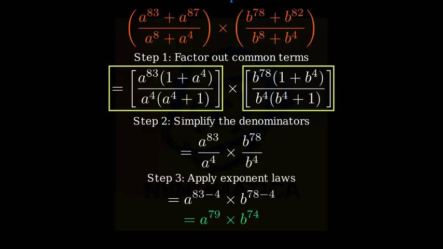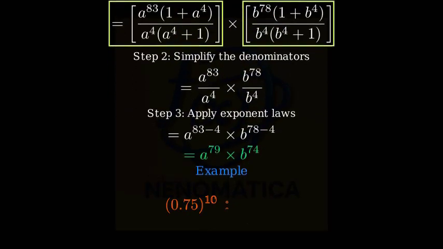So a to the 83 divided by a to the 4th equals a to the power of 83 minus 4, which is a to the power of 79. Similarly, b to the 78th divided by b to the 4th equals b to the power of 78 minus 4, which is b to the power of 74. Now, let's move on to our second example.